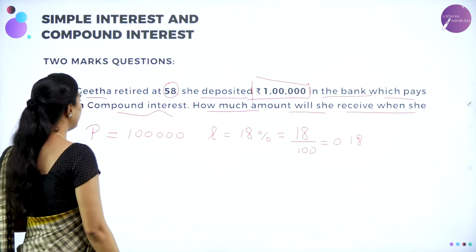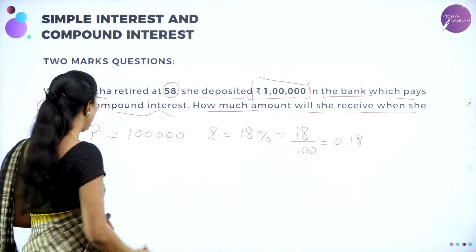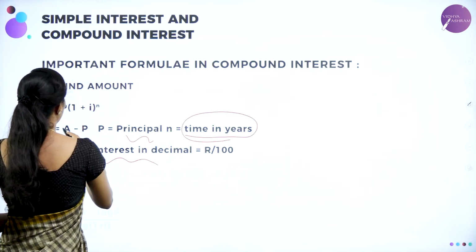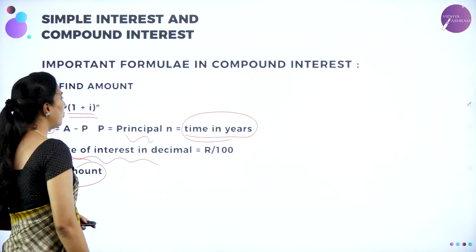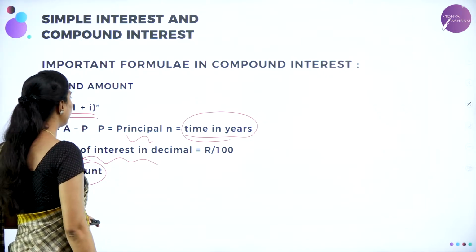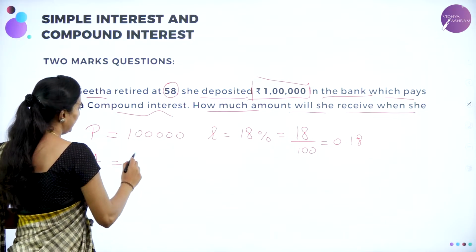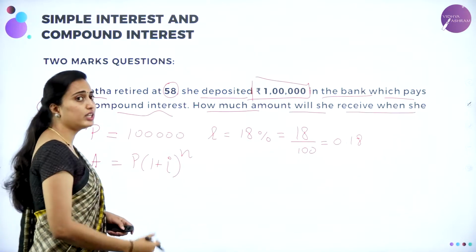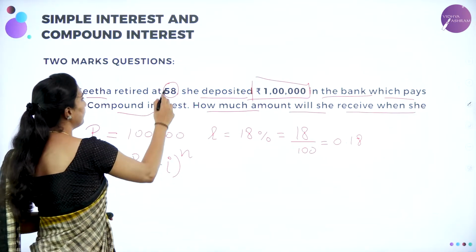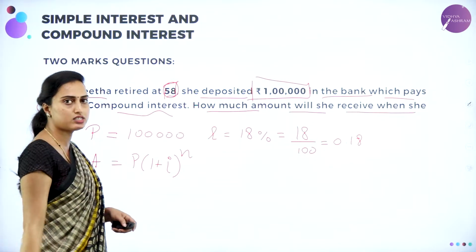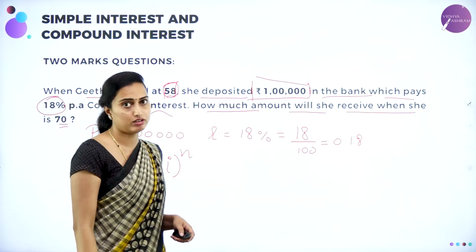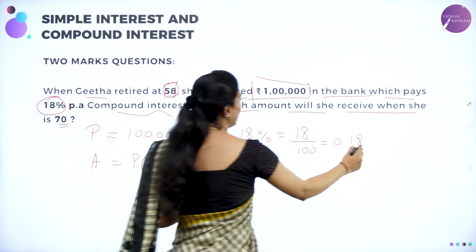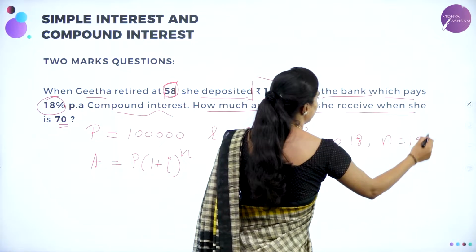Next, what is the formula? Amount is equal to P into (1 plus i) whole to the power of n. Now, what is n? You need to calculate from 58 to 70. How many years? It is nothing but 12 years, isn't it? Because 58 plus 12 gives you 70. Therefore, n is equal to 12 years.